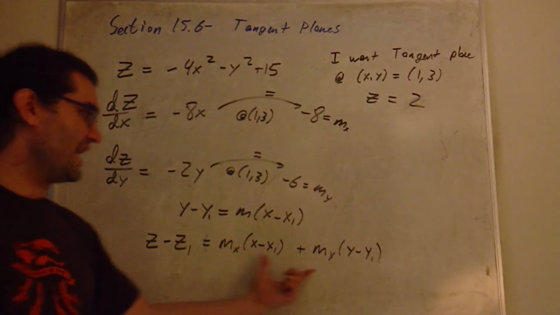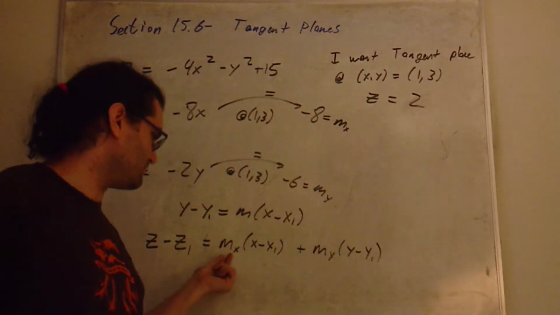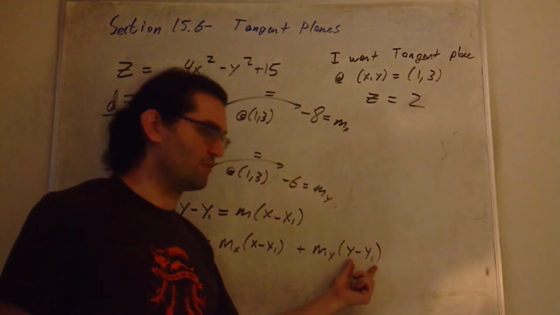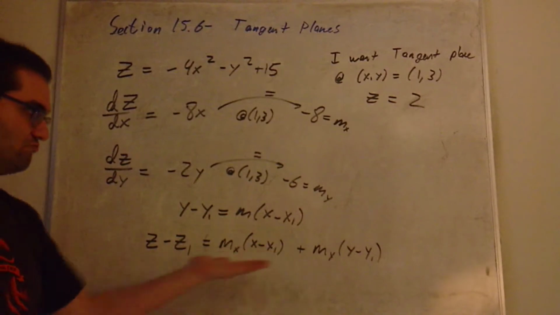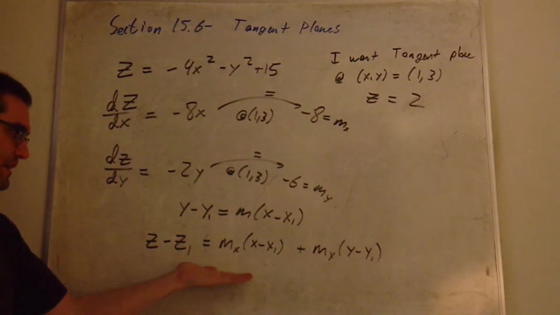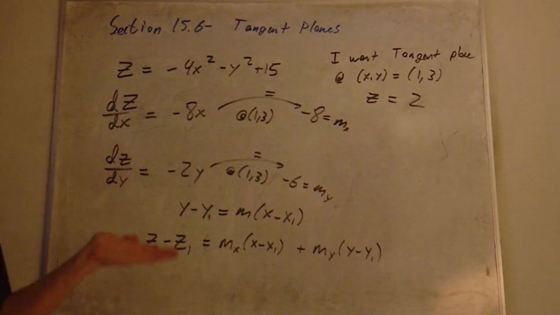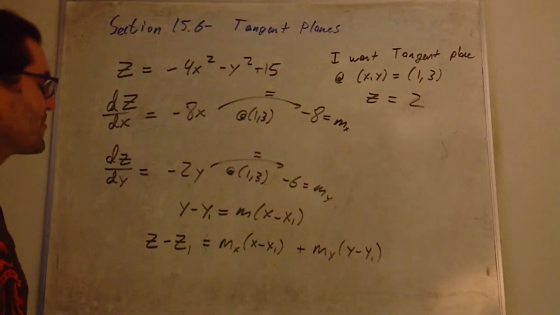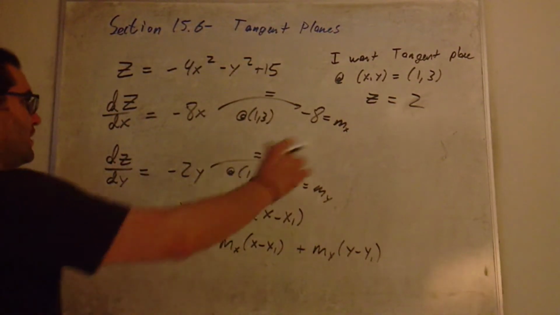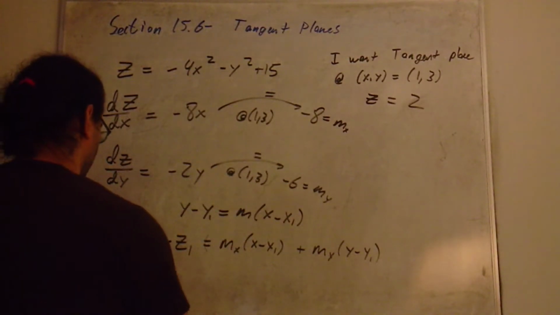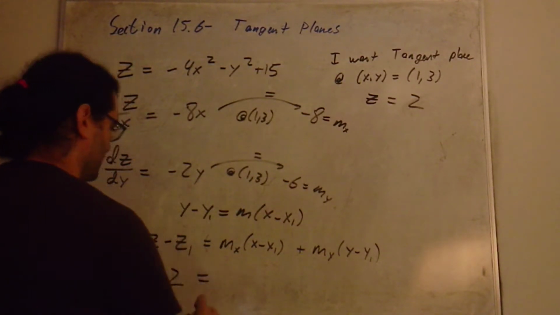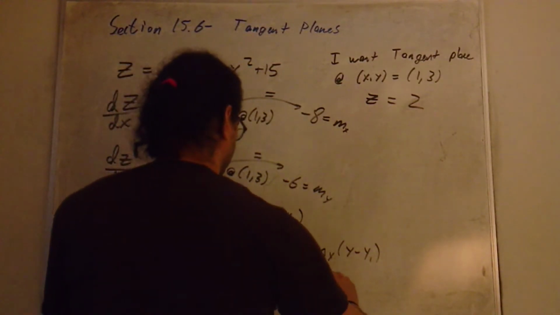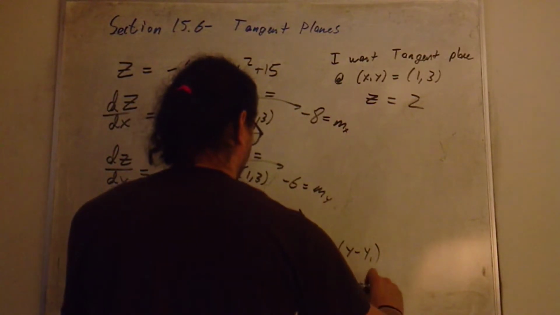We're basically just attaching another term to this. You have your slope in the x direction paired with the x coordinates. You have your slope in the y direction paired with the y coordinates. It's not bad. It kind of matches. We're really doing the exact same thing. We're just adding a couple more letters to it to make it more fun and exciting. So for this problem, I will get z minus 2 equals negative 8 times x minus 1 plus negative 6 times y minus 3.